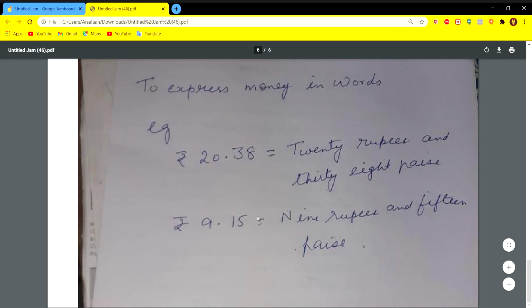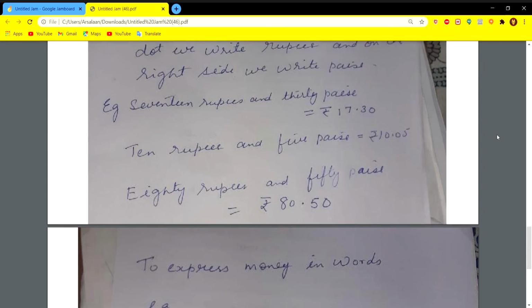Suppose rupees 9.15. Before the dot it is 9, so 9 is rupees, and after the dot it is 15, so 15 is paise. So to write in words we will write 9 rupees and 15 paise. Okay, this is how we write money in rupees and paise.